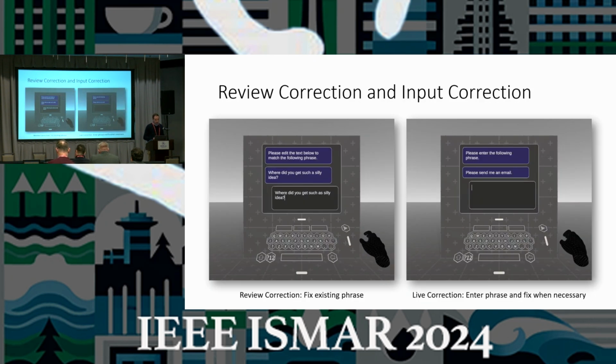So to give some resolution to our understanding of the efficiency of these different interaction methods in different settings, we asked participants to perform two tasks. They performed what we called a review correction task, where they were presented with sentences that contained errors and asked to correct them into the correct form. And then they also performed a live correction or input correction task, where they had to both enter the phrase, and if they made any mistakes, make corrections.